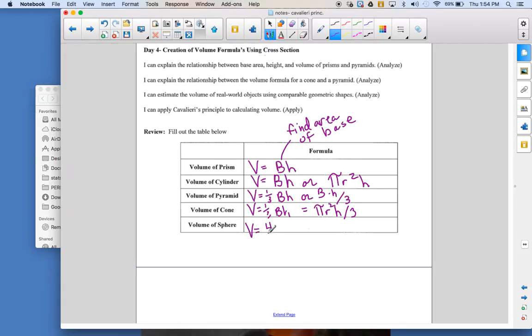That formula involves multiplying times 4/3 times pi, and in this case, we take that radius and we cube it. Always make sure you have the radius, not the diameter. If you have a diameter, divide that number in half to get the radius. Remember, 2 radii equal 1 diameter.